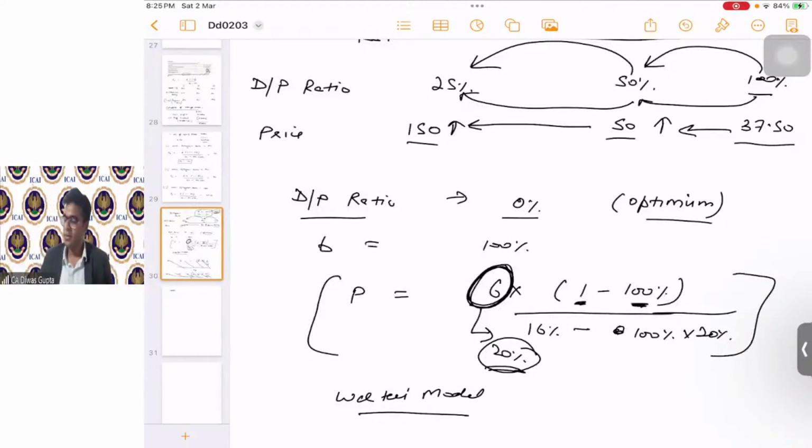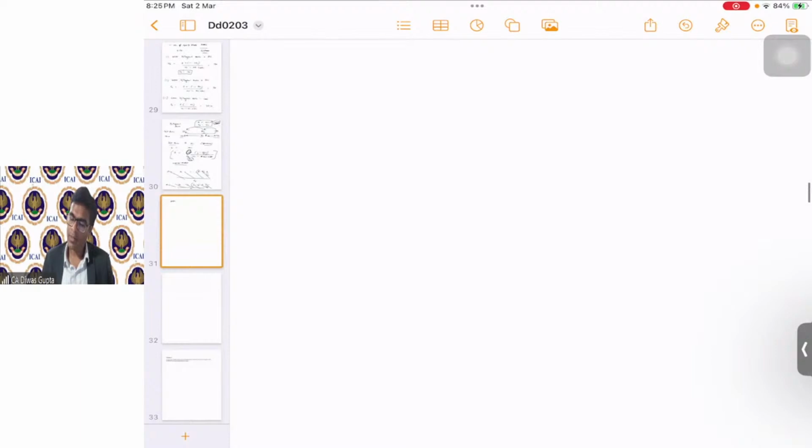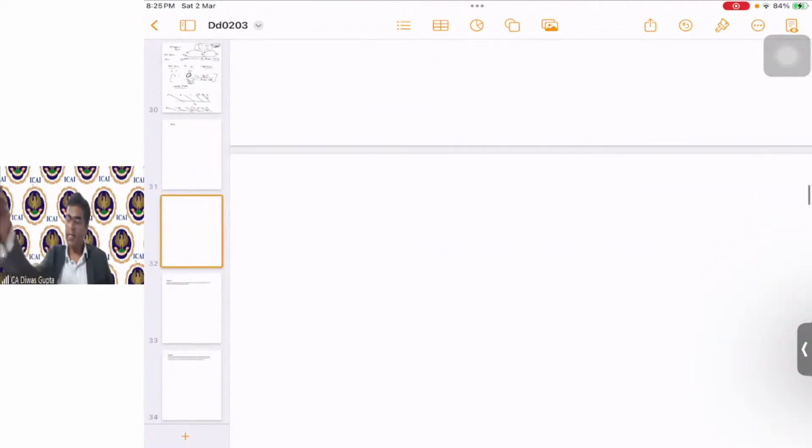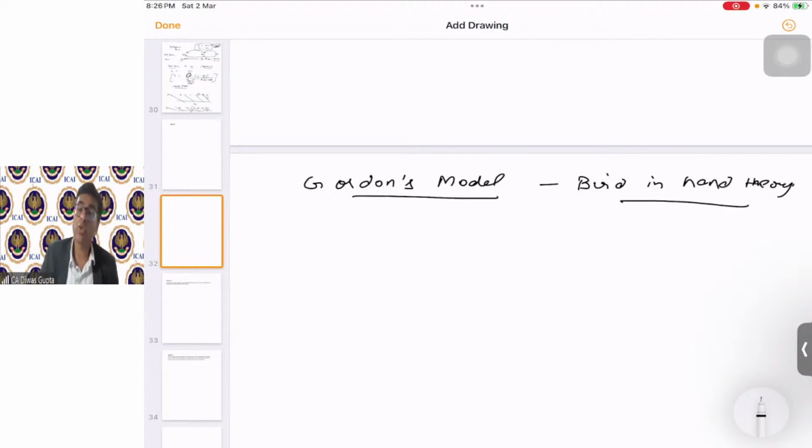Okay, students. We have kept the things simple. Let's not overcomplicate the things. The lower the DP ratio, because it's a growing firm, the higher the price will be. Now, I think the last concept for today's session is actually the Gordon's revised model. Gordon's model is based on the bird in hand theory. What the bird in hand theory is saying is that today's dividend will have a higher value compared to future dividend that you are expecting to pay.